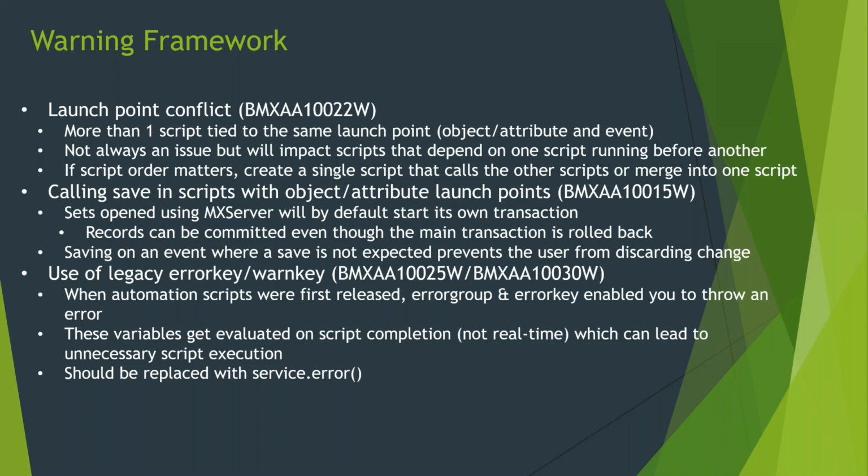So if you have a work order save event before save, and you have two automation scripts with that same launch point, the order is not going to be controlled. So one script may fire first, and then in the future that could change. So what we wanted to do is present this as a warning. What you can do is decide, maybe for this script, order doesn't matter and you just acknowledge it. Or you can look at an alternative.